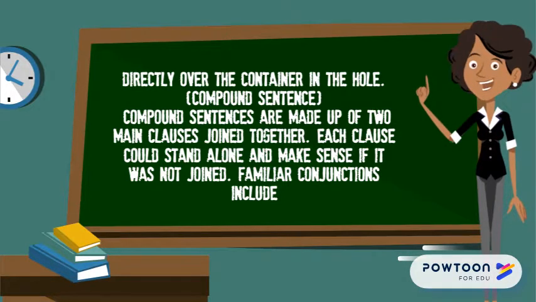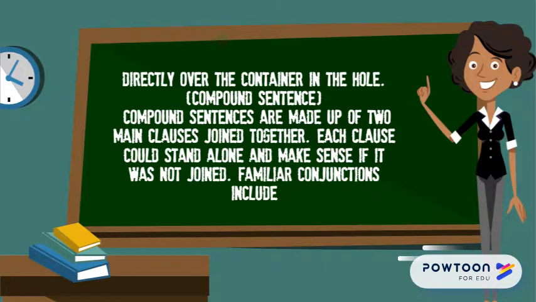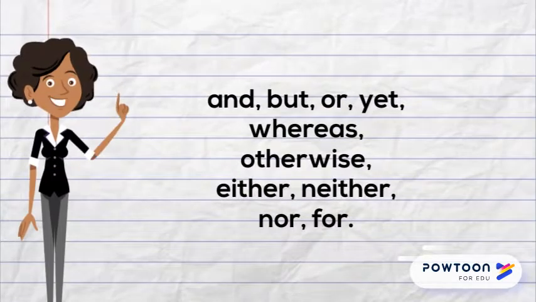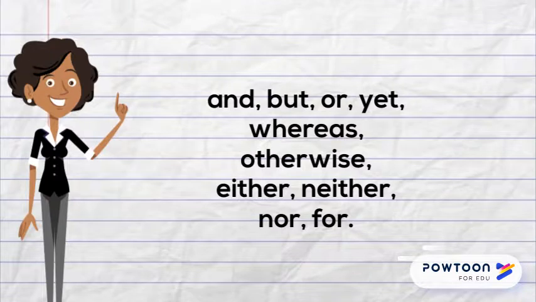Compound sentences are made up of two main clauses joined together. Each clause could stand alone and make sense if it was not joined. Familiar conjunctions include and, but, or, yet, whereas, otherwise, either, neither, nor, or for.